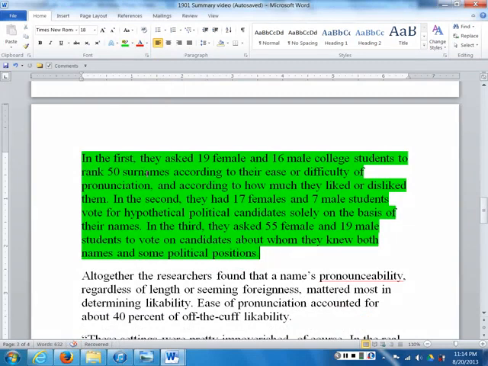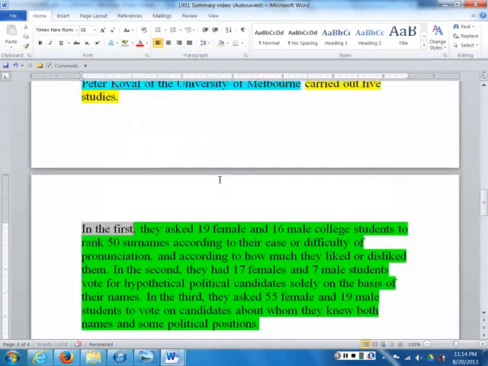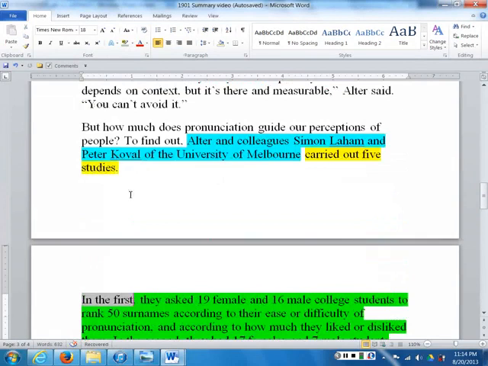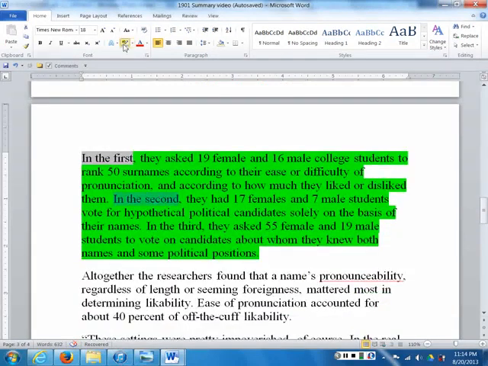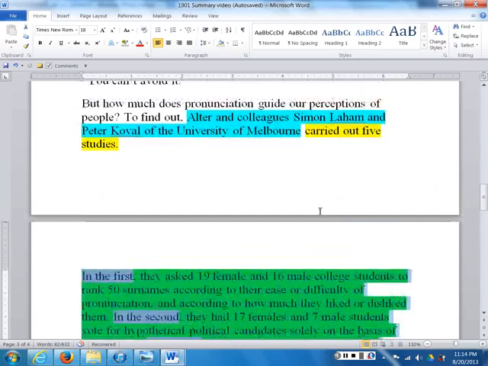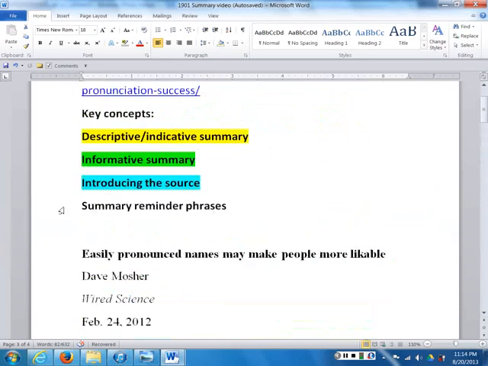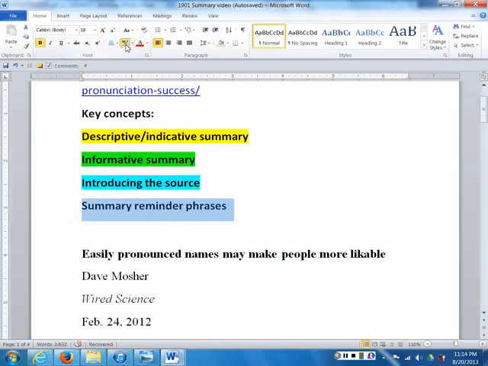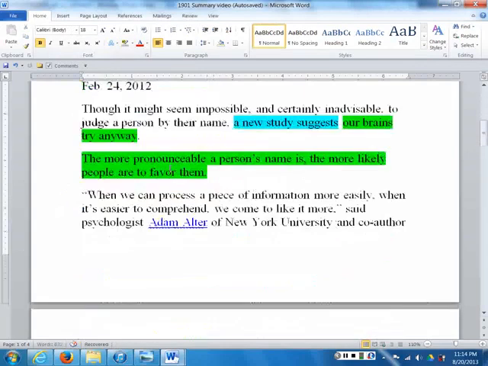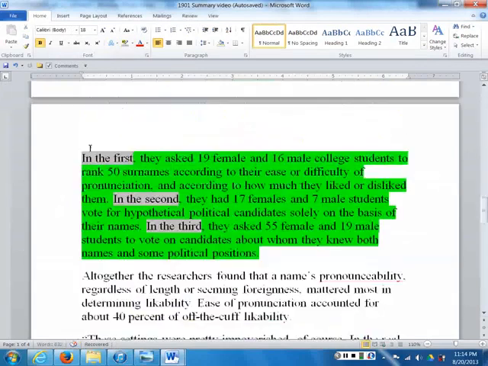Actually, the studies. Notice they say in the first. So in the first what? In the first study. And then in the second study. And in the third study. So he's reminding us that we are still in the summary here. Especially in a long paragraph, you might need this. And this is the second of our summary techniques here. Summary reminder phrases. In a longer summary, every now and then, you need to remind your reader that this is still somebody else's work that you're reporting on.